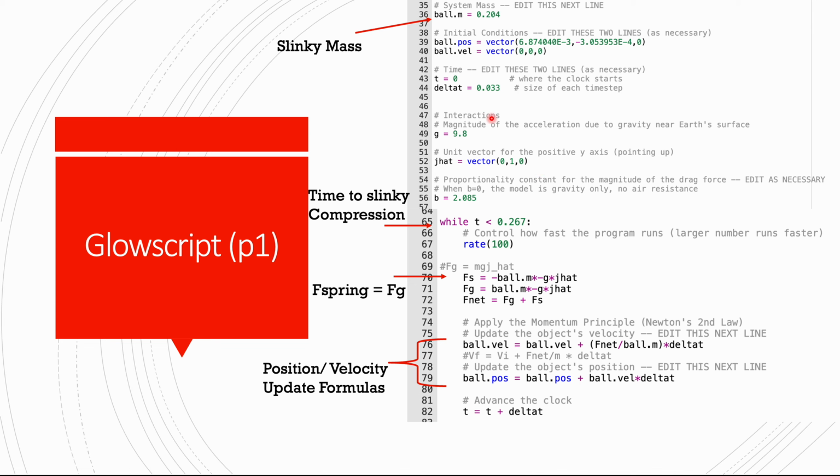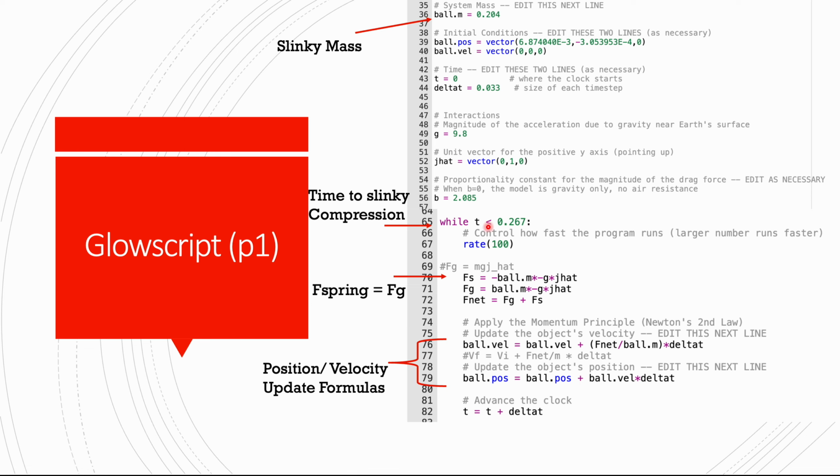In GlowScript, here we had to input the ball's mass. These are our initial conditions up here: the ball's position and velocity vector. I just found this in Tracker, and we're saying that it started with no velocity since it was dropped. Here we have our time and our frame rate, and the acceleration due to gravity here, 9.8. And here we have our b value, which is used in the drag equation, and I found this just through trial and error.